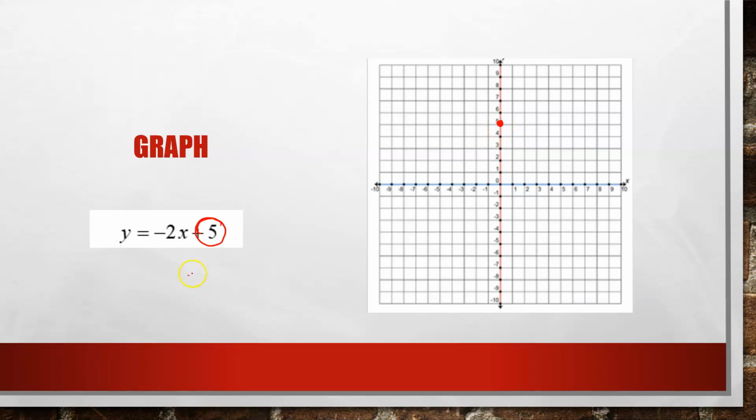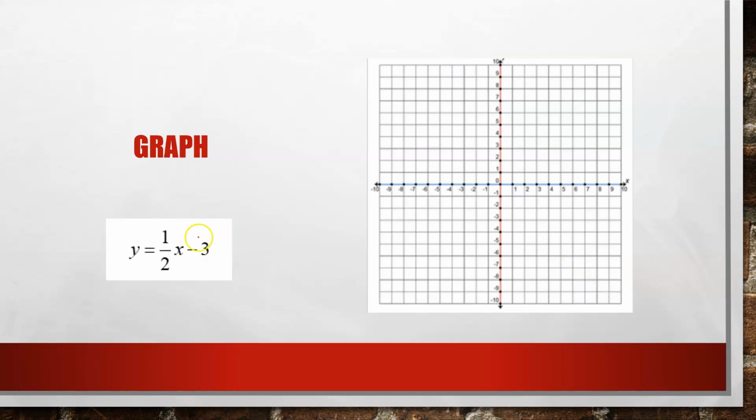My slope is negative 2 over 1. So my rise is down. So negative 2, right 1, down 2, right 1. Continue like that. Now I'm going to do the opposite. I'm going to go up 2, but left 1, up 2, but left 1. So you can only use that negative sign once, either on the rise or the run.